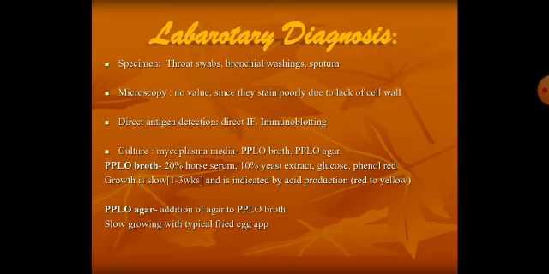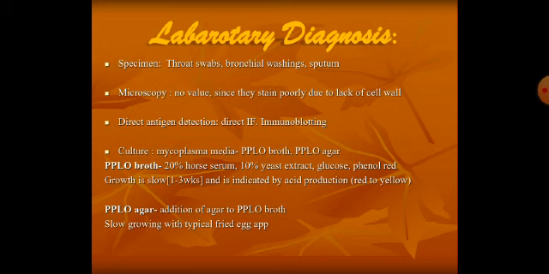We can also grow this Mycoplasma organism. They have selective media, known as PPLO broth and PPLO agar. As we all know, broth means liquid media. So what does PPLO broth contain? PPLO stands for pleuropneumonia-like organisms. PPLO broth contains 20% horse serum, 10% yeast extract. It also contains glucose, and the indicator that is added is phenol red.